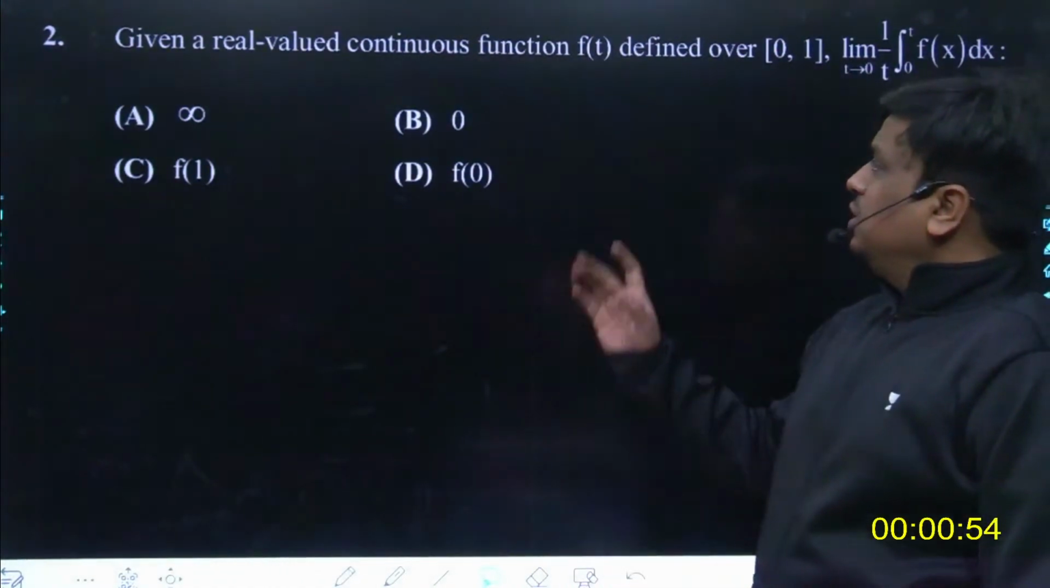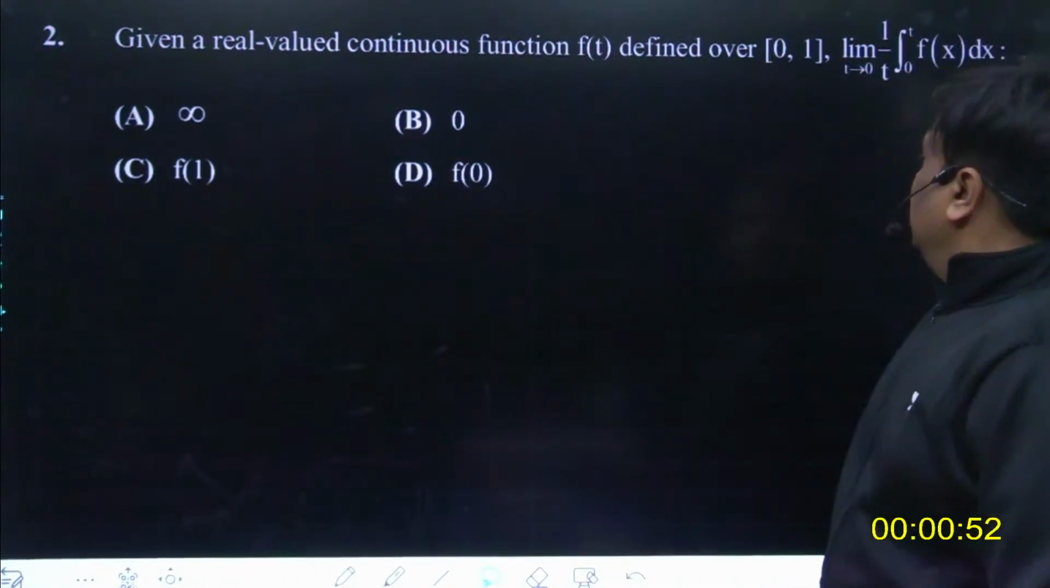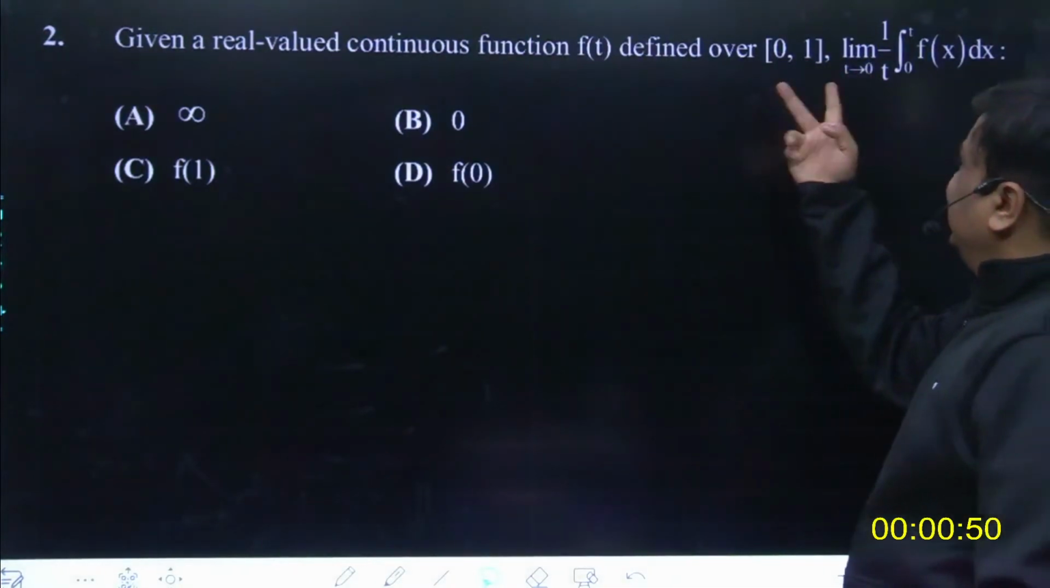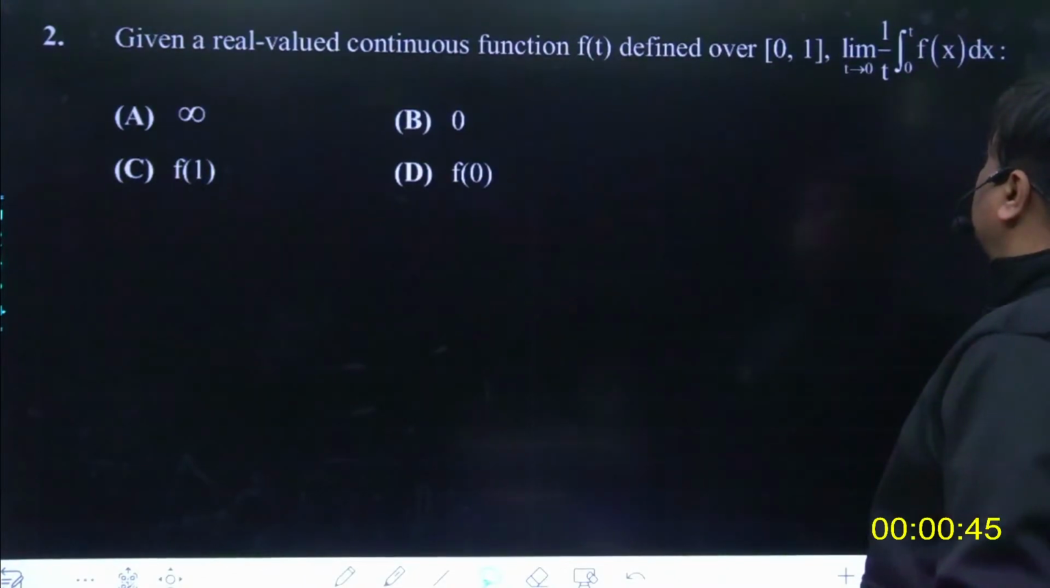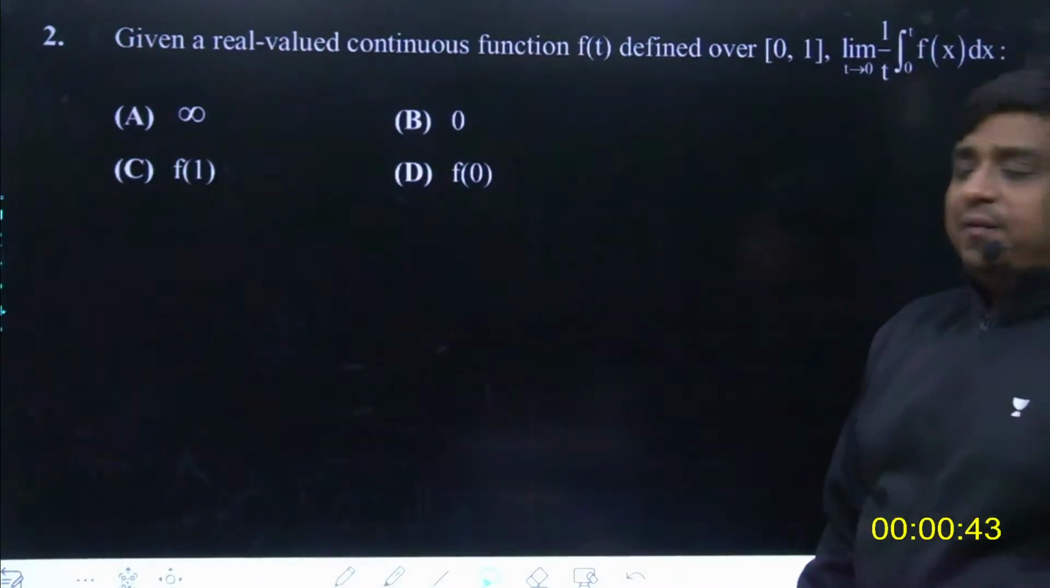Given a real valued continuous function f of t defined over the closed interval 0 to 1, I need to find the limit as t tends to 0 of 1 upon t times the integration from 0 to t of f of x dx.